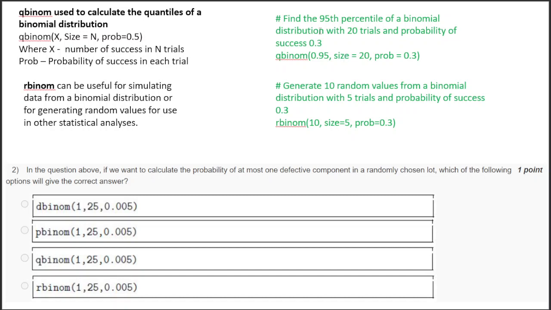So for percentile and quantile calculations, we can use qbinom. Now rbinom is somewhat different compared to whatever we have discussed, because generally what we will do is we will have a data.